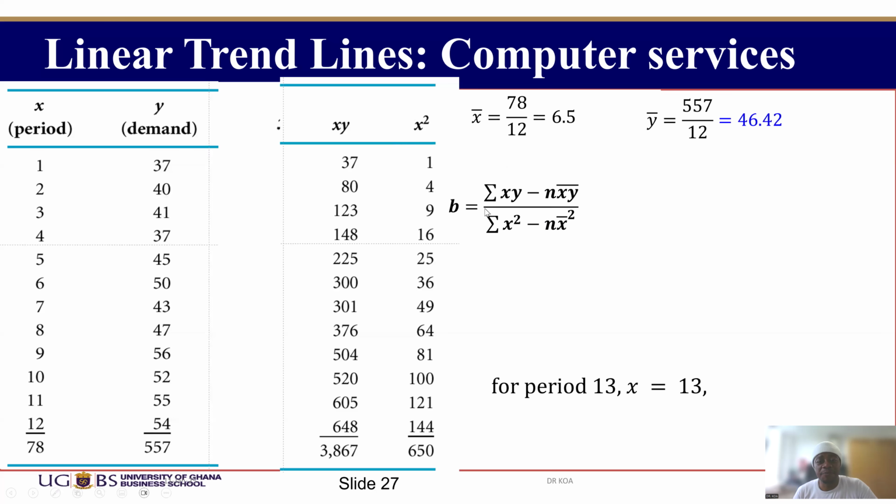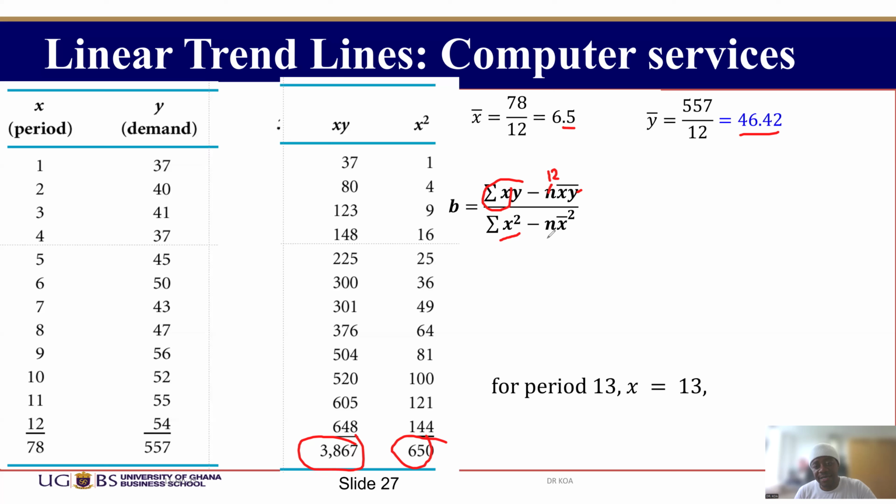What about the b? Well, there's a formula, and this is the summation of xy, which is the 3,865. So that's the summation of xy. This is it. So that should replace the one here. What about the n? The n is 12. So that is going to be there. What about the x bar? X bar is 6.5. It's multiplying y bar. Y bar is 46.42. What about the x squared, the sum of it? The sum of it is 650 here.